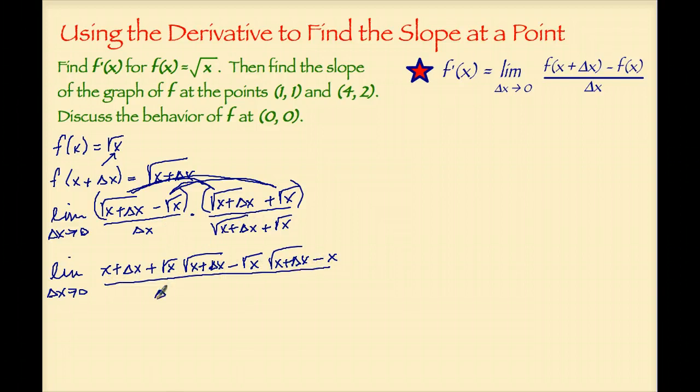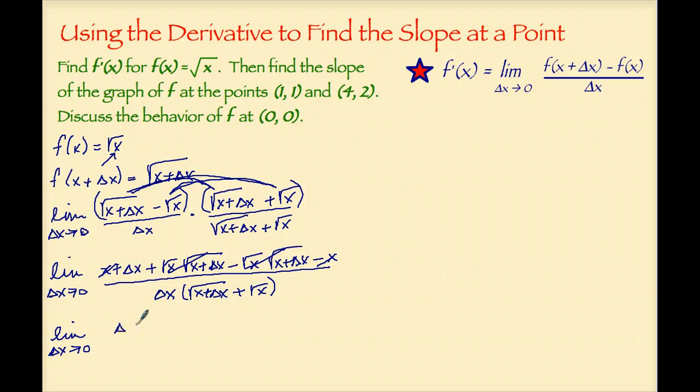In the denominator, remember, don't distribute. We want to keep that Δx separate because we're hoping it cancels at some point. So we're going to have Δx times the quantity the square root of x + Δx plus the square root of x. When we simplify the numerator, the x's cancel, these awkward terms cancel, and we're left with just Δx in the numerator.